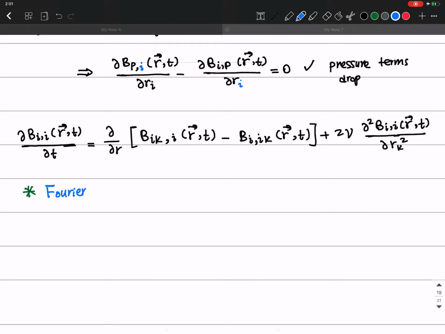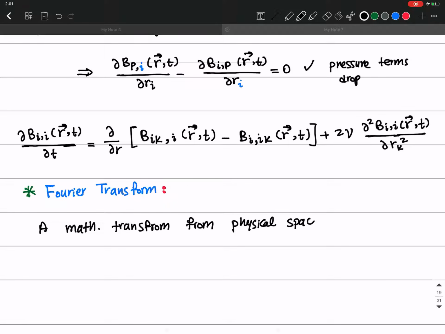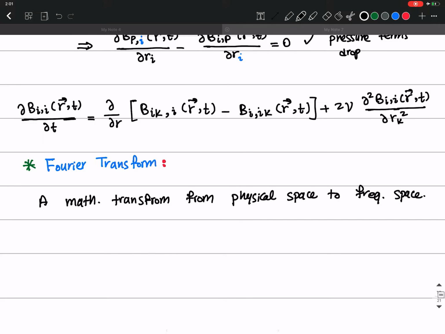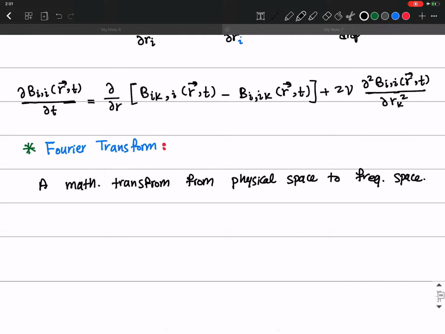So Fourier transform is a mathematical transform from physical space to frequency space. Okay, so it's just a simple mathematical transform.